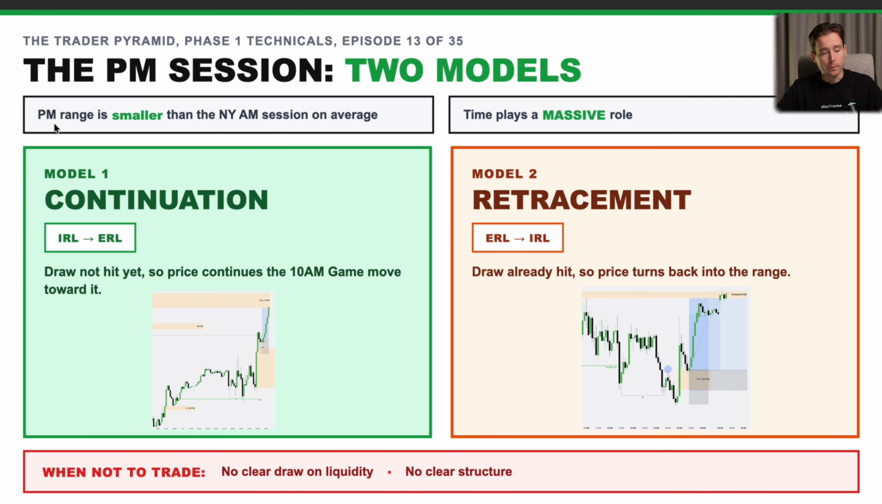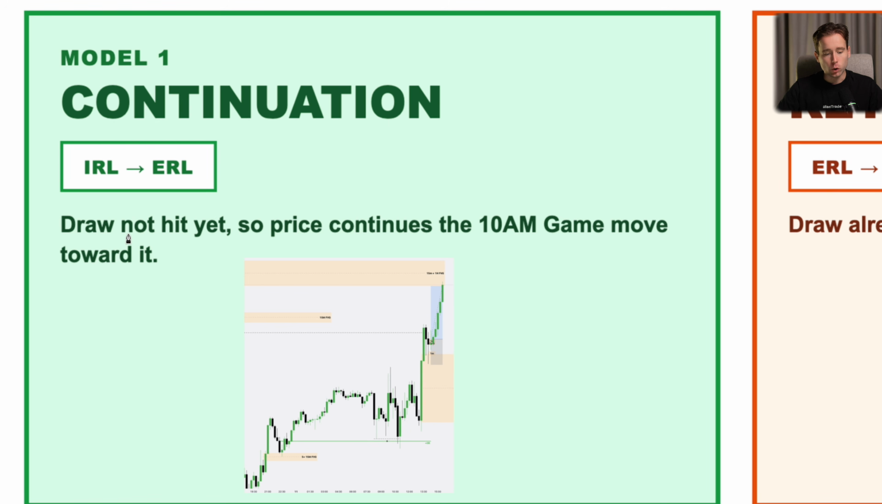There's two different models. Before we go into the models, remember that the PM range is smaller than the New York AM session on average, so don't swing for the fences, take your base hits, and time plays a massive role in this. Because there's an overlay between the New York AM session, New York lunch, and then the PM session. Model 1 is a continuation.